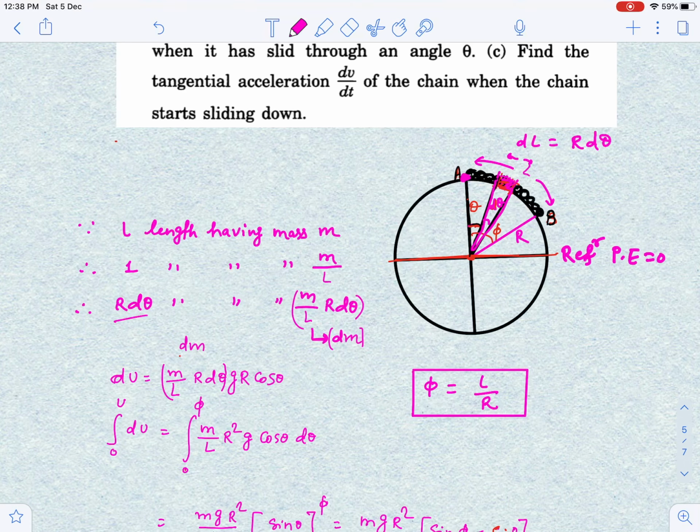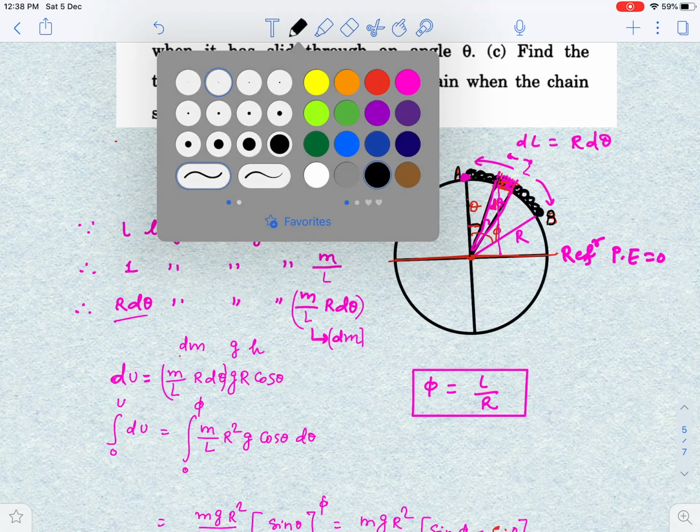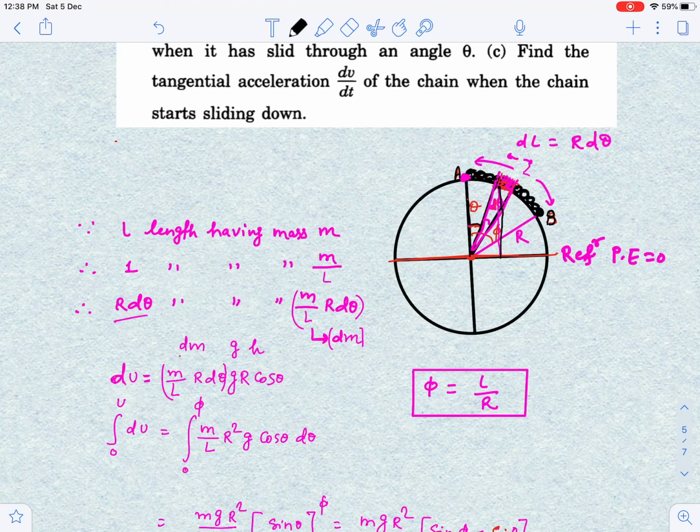Now guys, I have to calculate a small potential energy, which is dU. dU is equal to dm into g into h. But here you have to calculate h, which is the height from the reference. So this is the height from the reference, guys. I'm using another color so that it will be visible, this black marker.